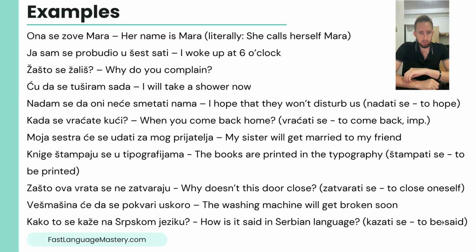Knjige štampaju se u tipografijama, or we can also say knjige se štampaju u tipografijama. The books are printed in the typography. Štampati se means to be printed, or to print oneself, but literally we can translate to be printed. Yeah, that's another way to translate a reflexive verb: to be done, to be printed, to be something like that.